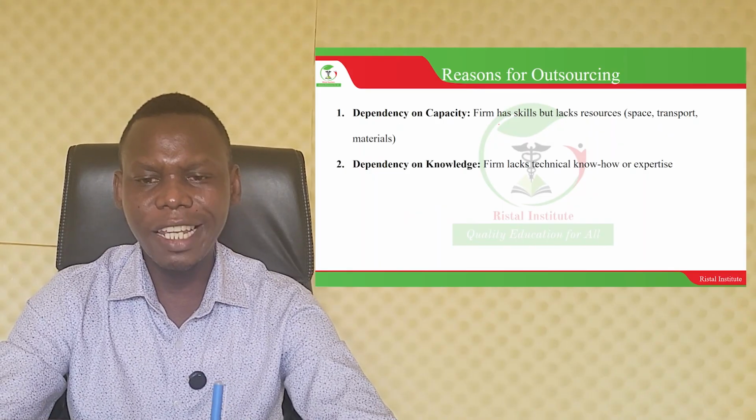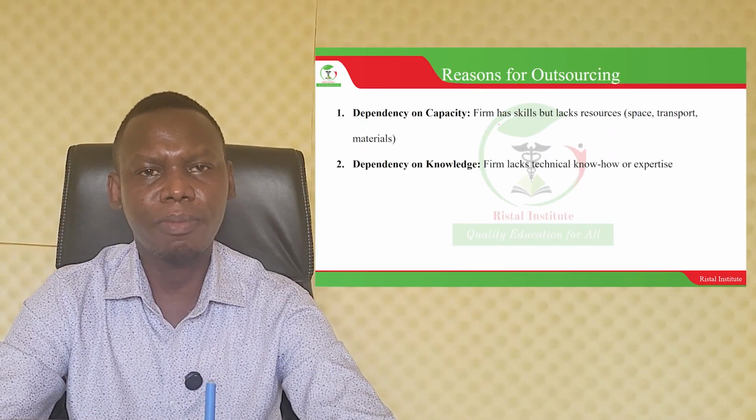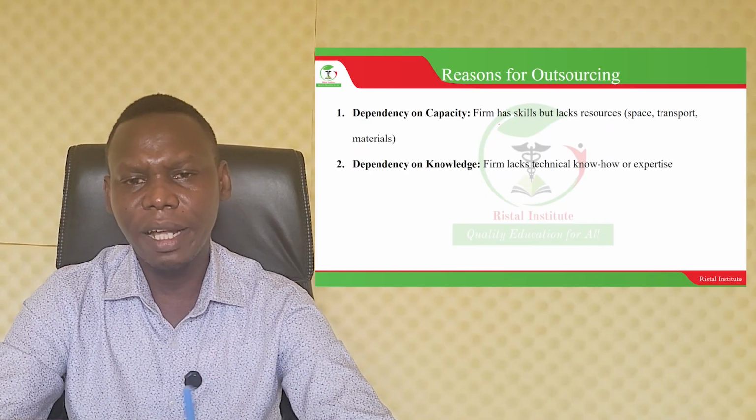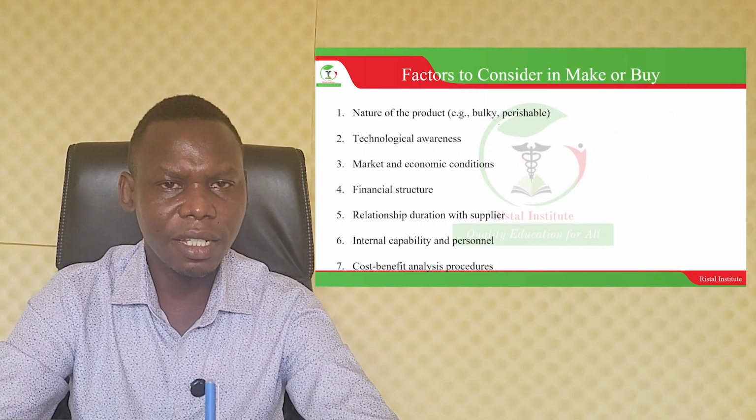Factors to consider to make or buy: the nature of the product. It could be bulky or perishable, and what techniques are needed to produce these products. Then the decision is made.